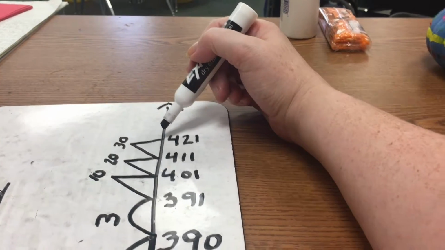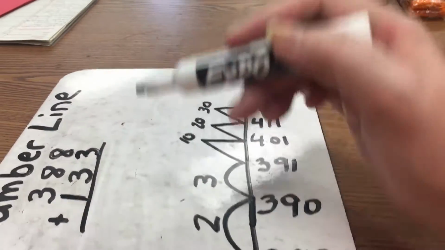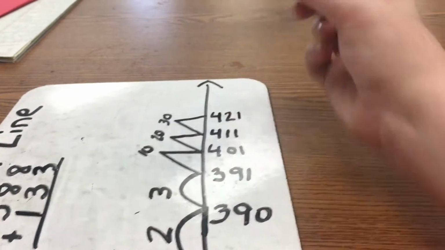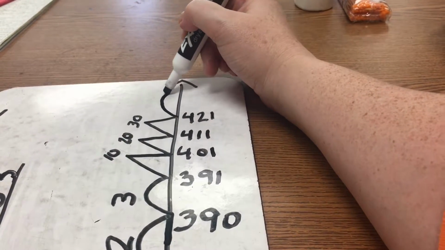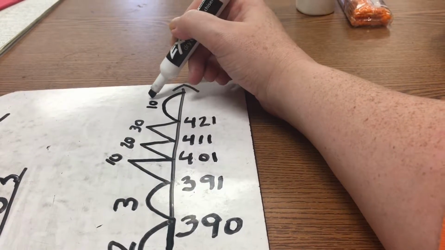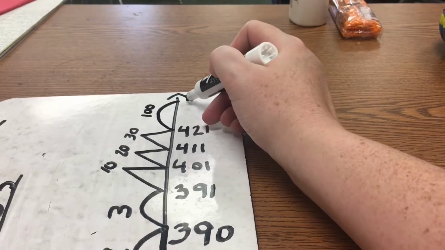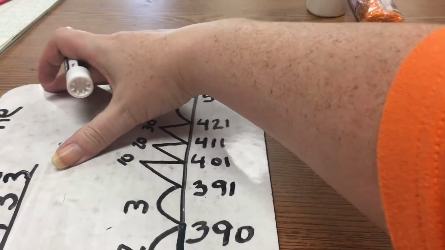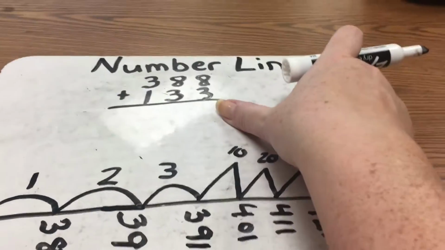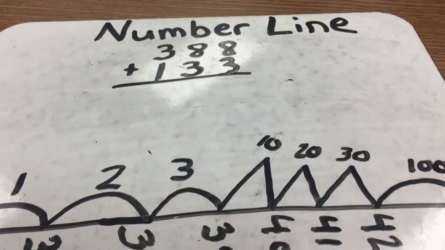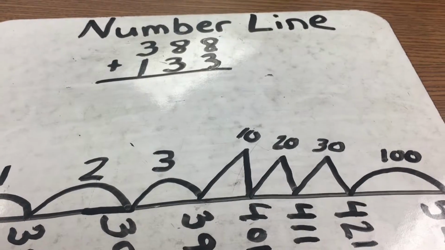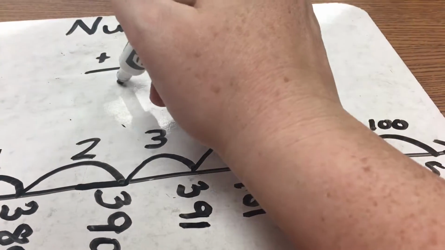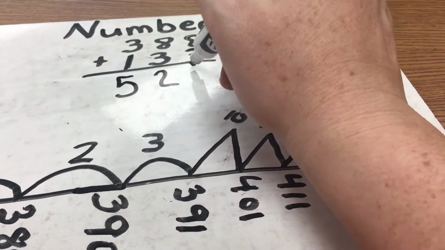Then I'm going to add my 100 because it's 133. So 100. That's going to take us to 521. So the sum of 388 plus 133 would be 521.